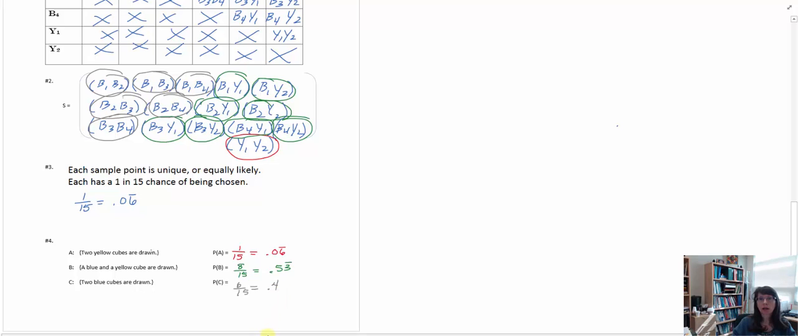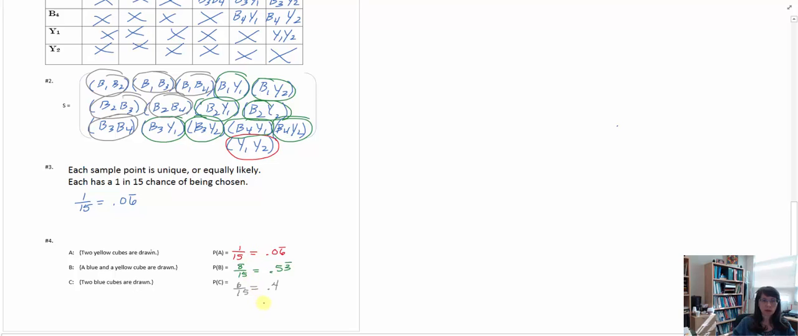So now look back. What color cubes did you draw? If you had 2 yellow cubes drawn, that means you match the 0.06 probability. If you had one blue and one yellow, then that matches with the 0.53 probability. Or if you had two blue cubes, you had 0.4 probability.